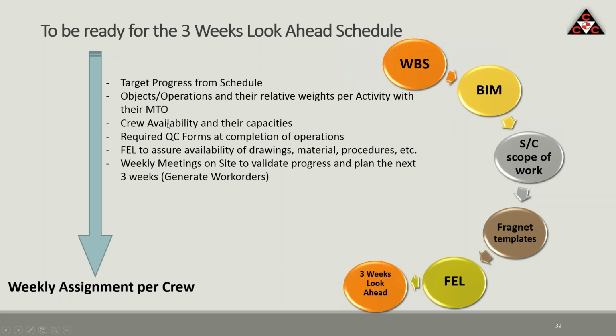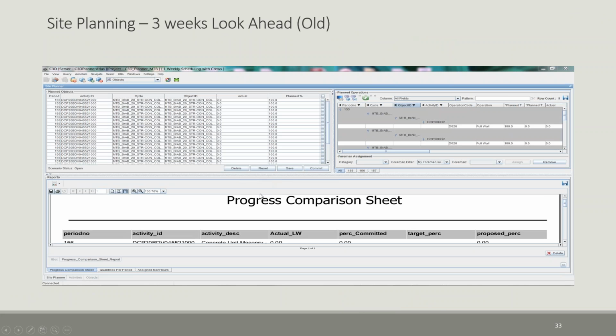We see if there are crews available, and we assign them to the crews. And we know automatically which QC forms have to be completed at the completion of these activities. And FEL makes sure that we know that everything is ready so we can proceed. And we have a weekly meeting on site to validate progress and plan the next 3 weeks. So this is the screen we use, and it's a little bit not clear, but believe me, it works.